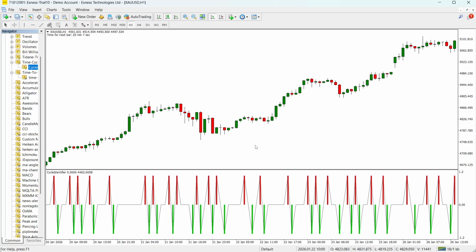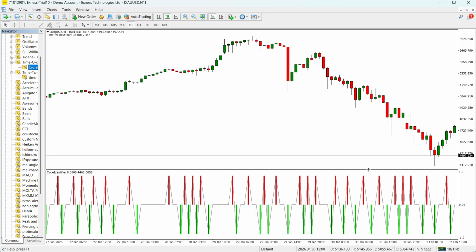On the chart, the time cycle indicator is plotted in a separate sub-window with a vertical scale ranging roughly from 1.2 to minus 1.2, as you can see. The upper section displays red bars and the lower section displays green bars, with a single line connecting the tops of all the bars so you can see the changing distance between peaks.